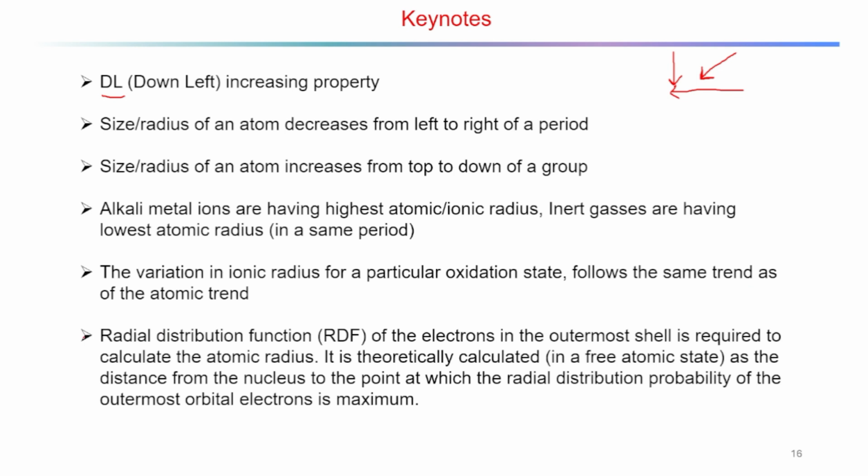And additional information is that the radial distribution function of the electrons in the outermost shell is required to calculate the atomic radius. So we calculate this atomic radius from the RDF function. It is theoretically calculated in a free atomic state as the distance from the nucleus to the point at which the radial distribution probability of the outermost orbital electrons is maximum. So theoretically we calculate in a free atomic state this atomic radius, which is from the center of the nucleus to the outermost electron orbital, or where this radial distribution probability function is maximum.